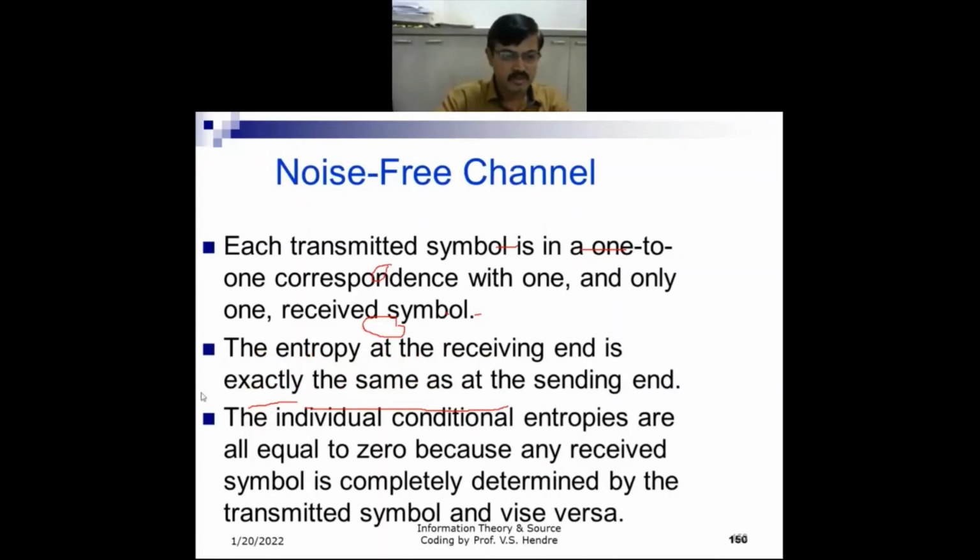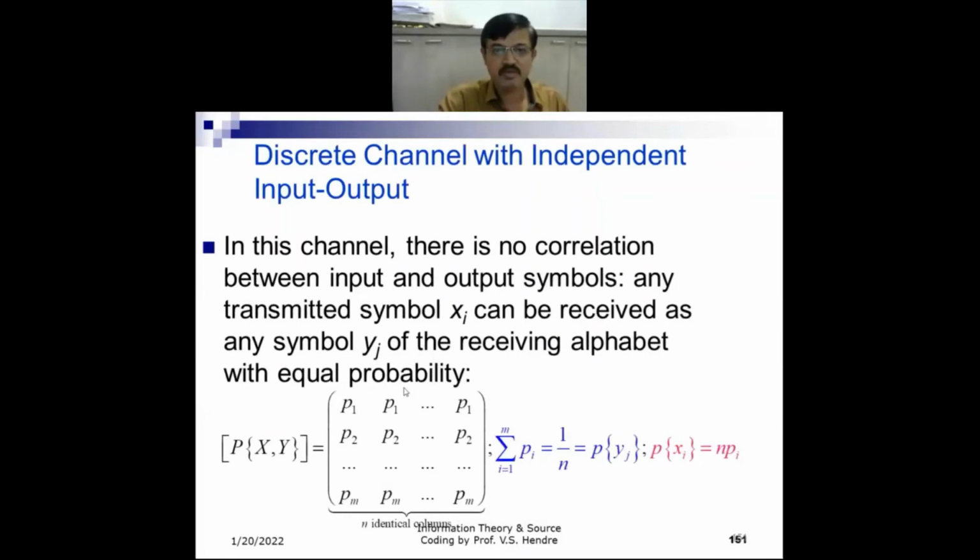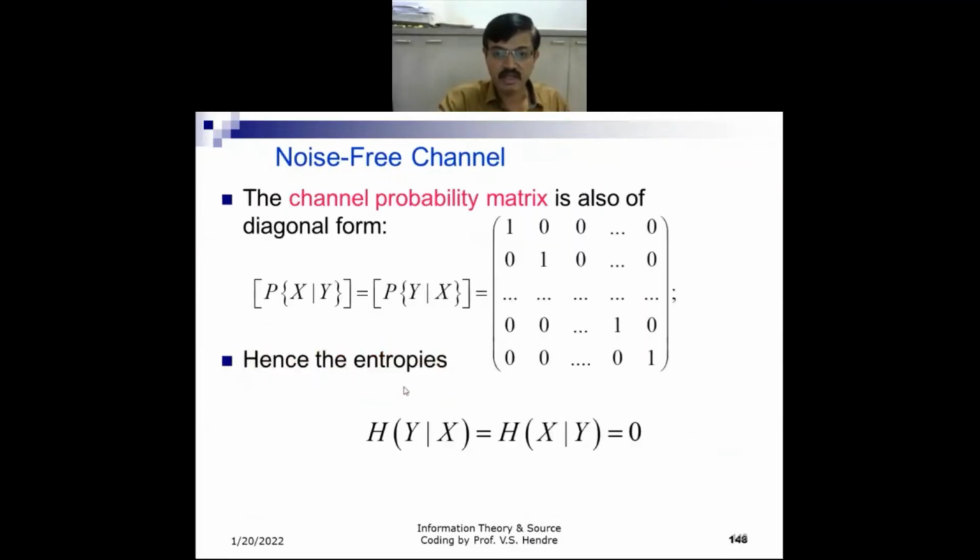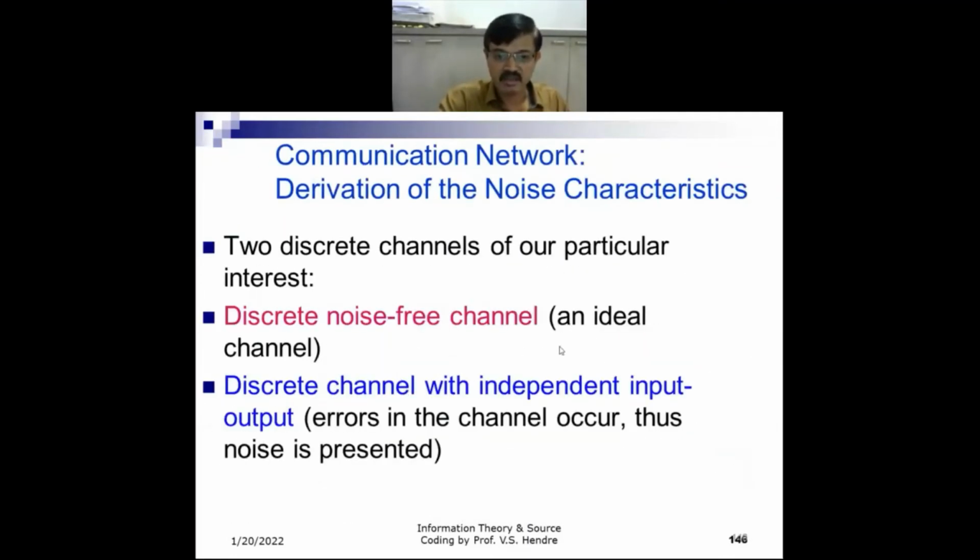A few more observations for a noise-free channel: each transmitted symbol is in a one-to-one correspondence with one and only one received symbol. That is what we understood from our earlier discussion. The entropy at the receiving end is also exactly the same as that of the sending end, and the individual conditional entropies are equal to 0. So that is the case of the ideal channel that we discussed.